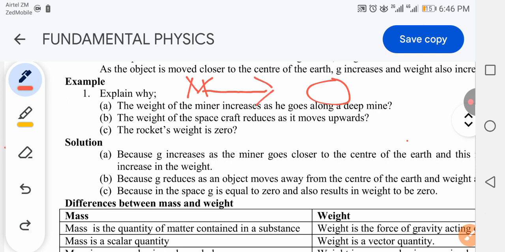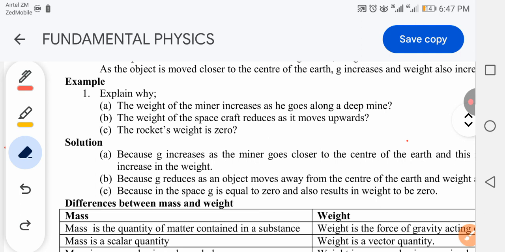As stated earlier in this video, as an object is approaching the center of gravity of the earth, its weight what? Increases. That's your answer to that question. When an object is approaching the center of gravity of the earth, its weight what? Increases.